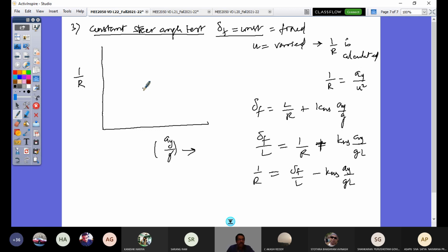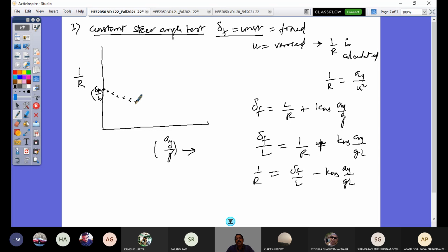Right? In every graph, I do that. So what is that variation I would get? When my velocity is 0, it starts with some point. Here I decide my constant steering angle, so many radians, and this is my wheelbase. This would be there when I have my lateral acceleration 0. So I would have some point here, and that point value would be 1 by R is delta f by L. The curvature is delta f by L, and that would vary as I conduct this test in this fashion.